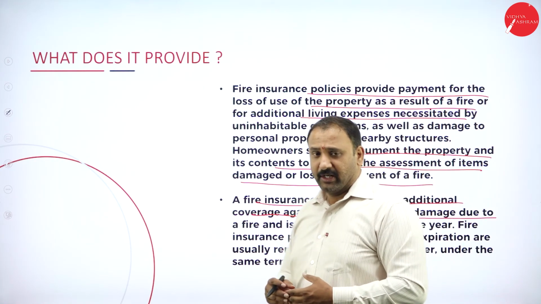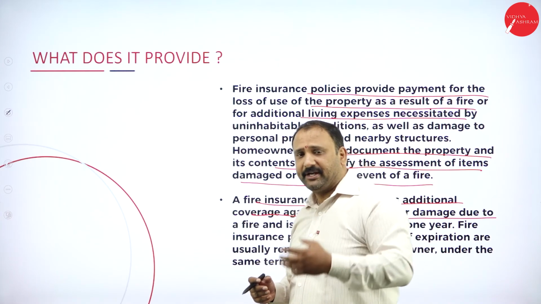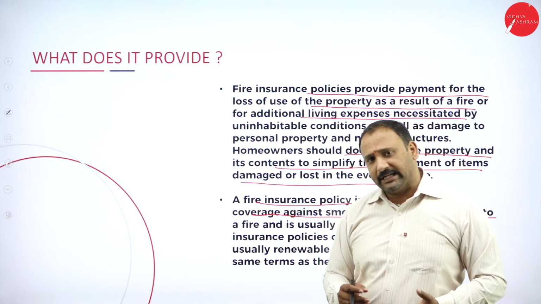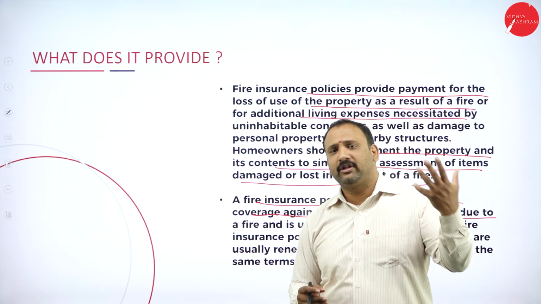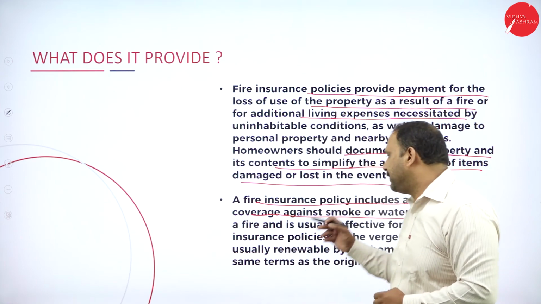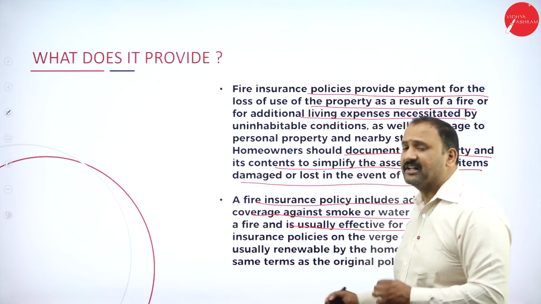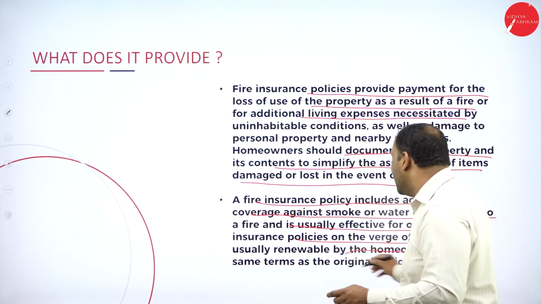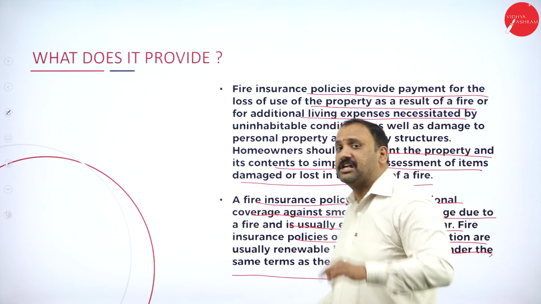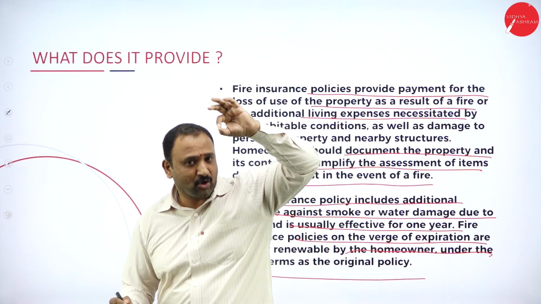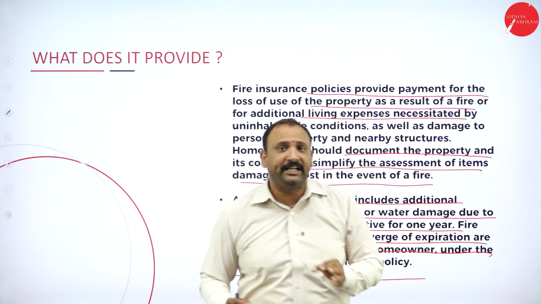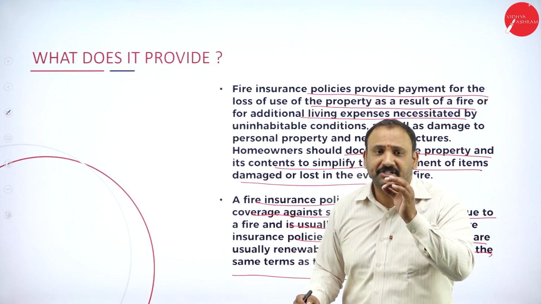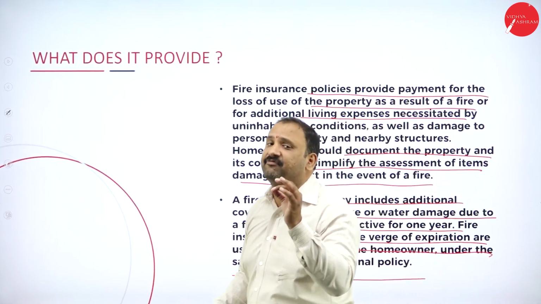It's quite normal, because anytime a fire breaks out, immediately a fire engine is called and they start spraying water, because of which your electronic items might get completely damaged, or because of the smoke effect all the interiors would have got damaged. So that is also covered by fire insurance, and it is usually effective for 1 year. Now, fire insurance policies on the verge of expiration are usually renewable by the homeowner under the same conditions as the original policy. So as you bought the policy, as the policy was explained to you, and as you signed the terms and contract of the policy, it is mandatory that you follow the same method as far as possible.